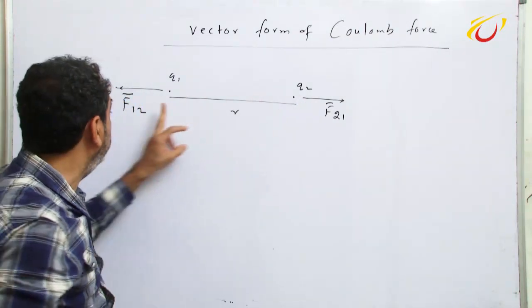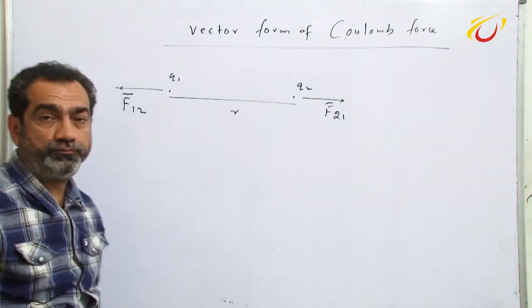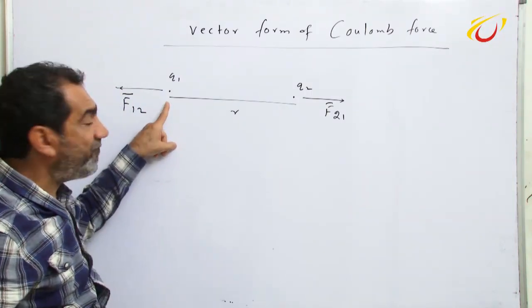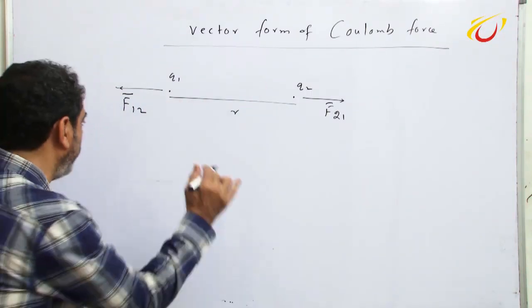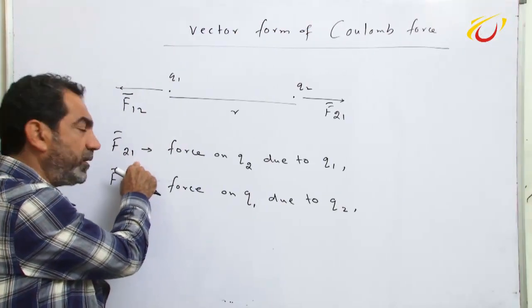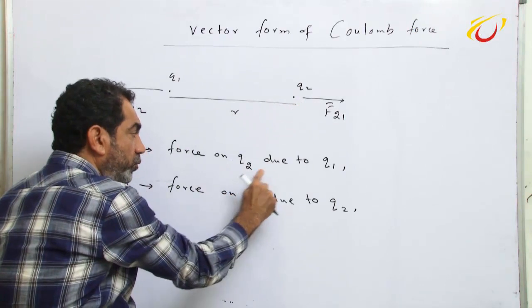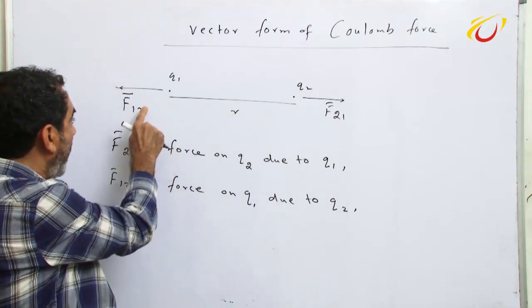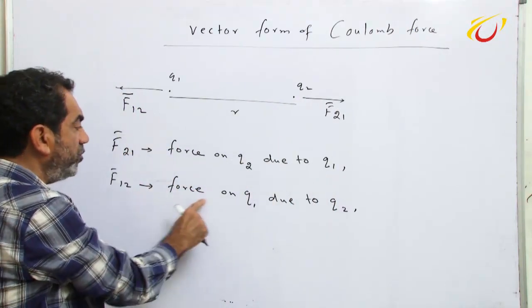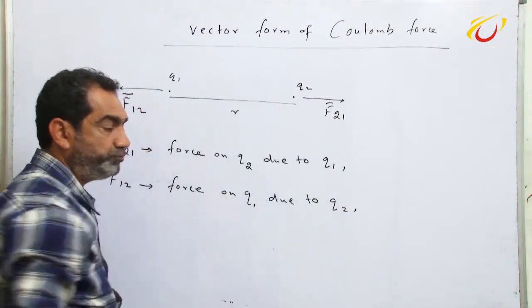Put it in the vector form, bar. F12 means force on the first charge due to the other. Okay, I am writing, don't worry. F21 is the force on Q2 due to Q1, and F12 is the force on Q1 due to Q2.